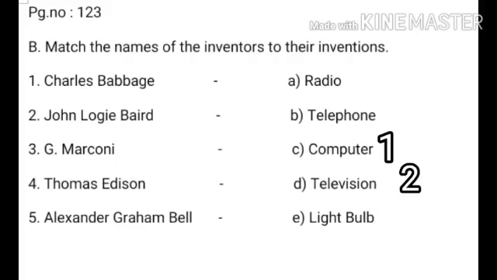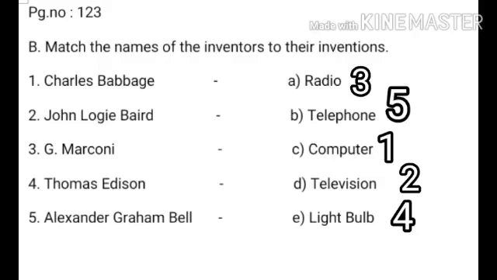Third one, G. Marconi. The answer is radio. Fourth one, Thomas Edison. The answer is light bulb. Fifth one, Alexander Graham Bell. The answer is telephone.